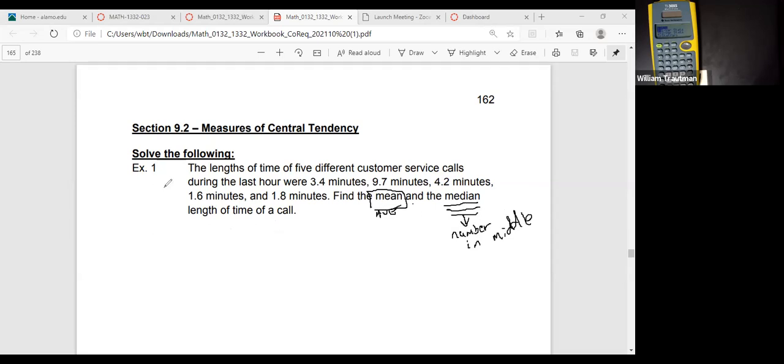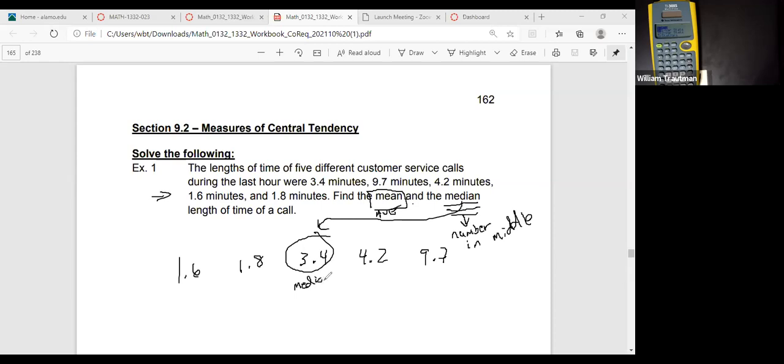If you put this data in order from lowest to highest, 1.6, 1.8, 3.4, 4.2, 9.7. Look, the median is the number in the middle. So 3.4 is the median. When you have the data in order from lowest to highest, the median is the middle number. Now, if we have an even number of middle numbers, 4 or 6, we'll see how we do that. I think that's on the next problem. But this is the median.